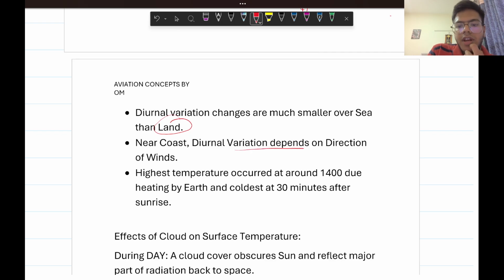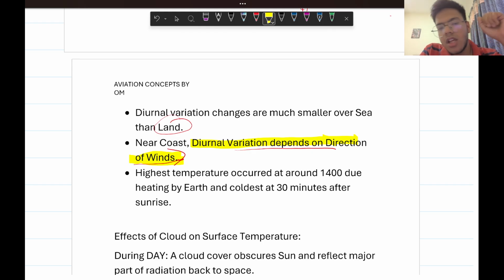Near coast, diurnal variation depends on direction of winds. Guys, this is also an exam question. Near coastal regions, your diurnal variation depends on direction of winds, in which direction wind is moving. Okay. We'll study about land breeze and sea breeze in the winds chapter. So we'll study this point in detail there.